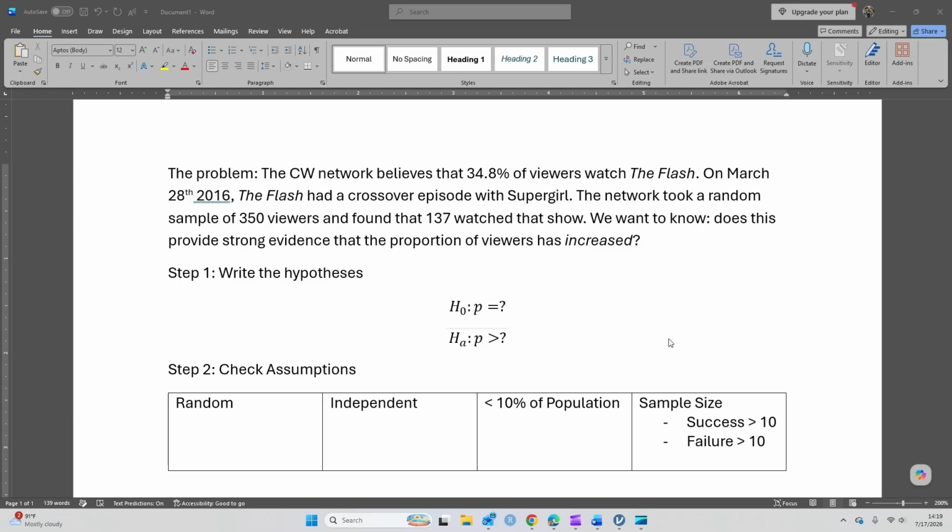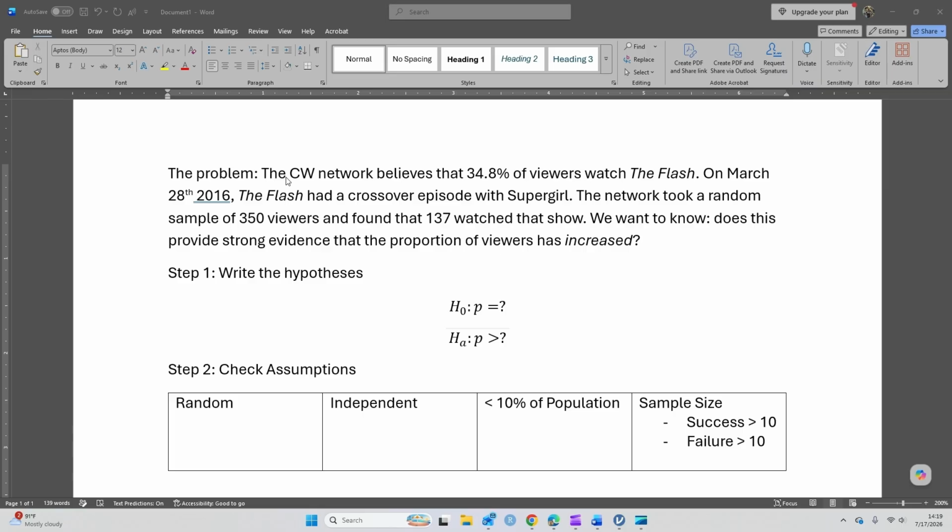Today we're going to do one sample proportions and we're going to do it in Jamovi. Today though, I'm going to walk you through the entire 4-step process. So this video will be a little bit longer as we're going to focus on the entire process and just use Jamovi for the calculations.